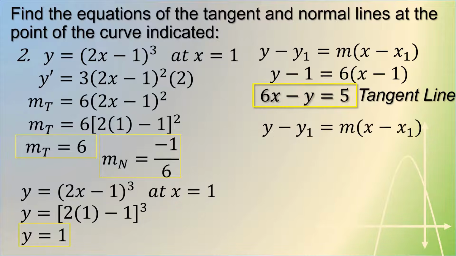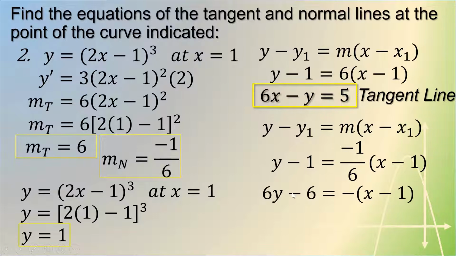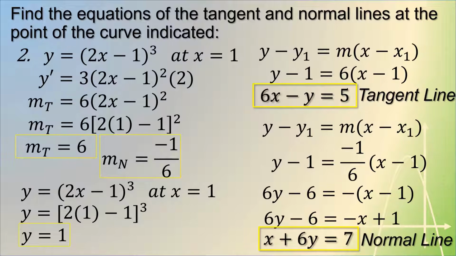And then, finding the normal line equation, y minus 1 is equal to negative 1/6 times x minus 1. And then, cross multiplying 6 to the left side, that is equal to 6y minus 6 is equal to negative quantity of x minus 1. And then simplifying further, that is negative x plus 1. And so our normal line equation will be x plus 6y is equal to 7.